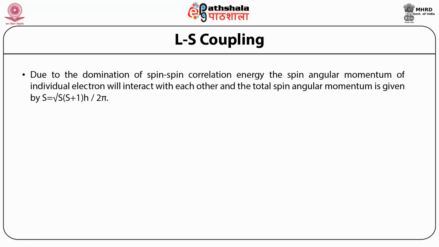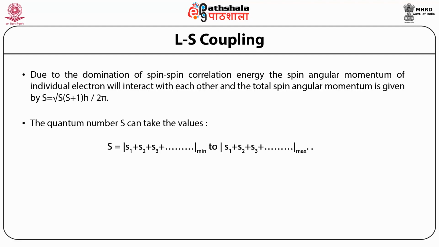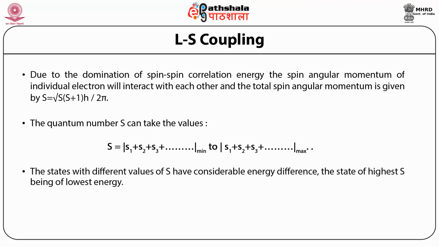Due to the domination of spin correlation energy, the spin angular momenta of individual electrons will interact with each other and the total spin angular momentum is given by root of S into S plus 1 times h upon 2 pi. The quantum number S can take the values S is equal to S1 plus S2 plus S3 and so on, minimum, to S1 plus S2 plus S3 and so on, the maximum value. The states with different values of S have considerable energy difference, the state of highest S being of lowest energy.